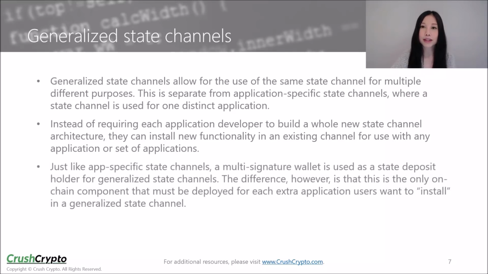Just like app-specific state channels, a multi-signature wallet is used as a state deposit holder. The difference is that this is the only on-chain component that must be deployed for each additional app that users want to install in a generalized state channel.